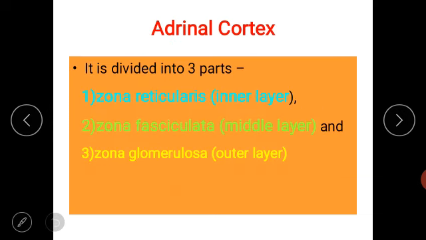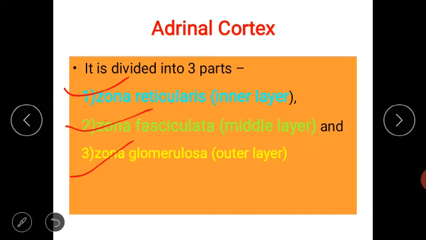Next point. Now we have seen that the adrenal medulla produces two kinds of hormones, that is adrenaline and noradrenaline. Now we'll study that the adrenal cortex also produces a kind of hormones, and those hormones are called corticoids. So the adrenal cortex is divided into three parts: zona reticularis, zona fasciculata, zona glomerulosa.